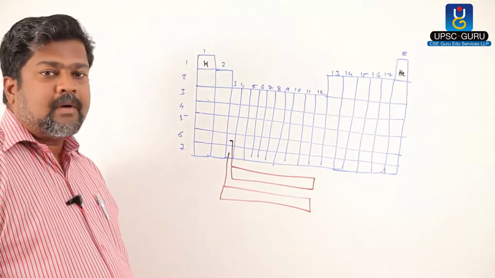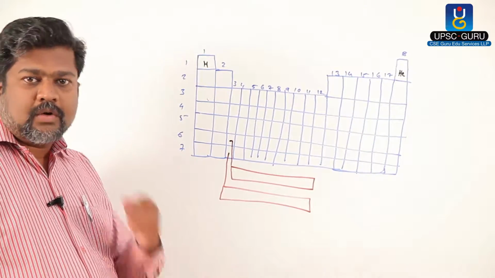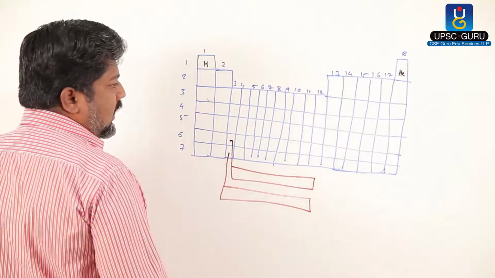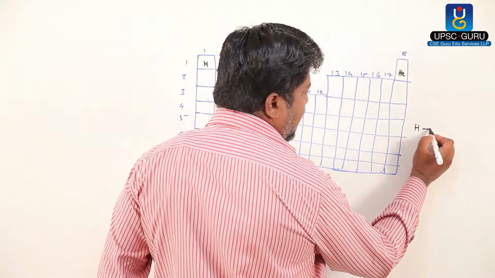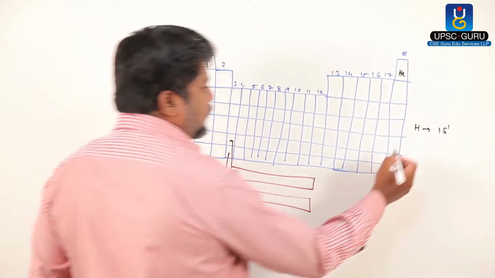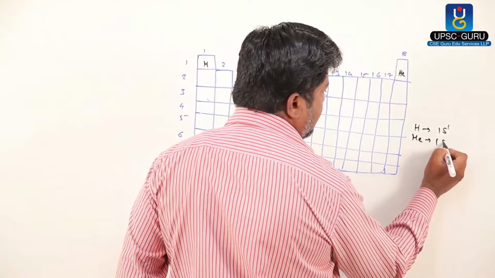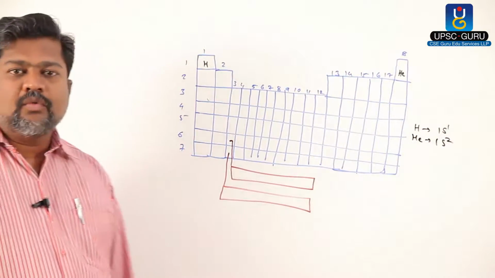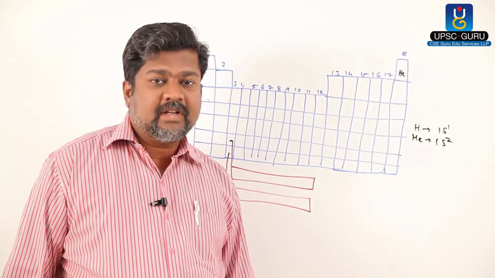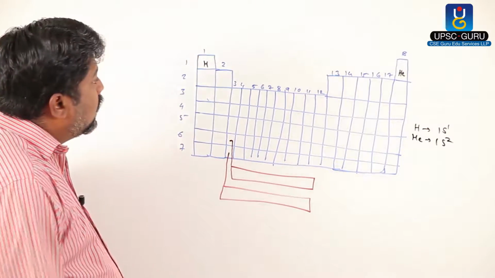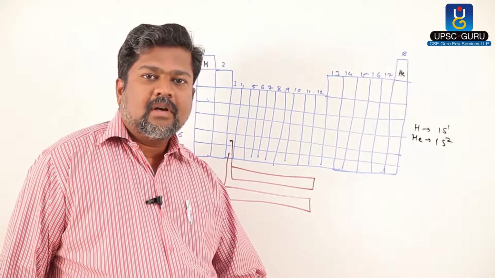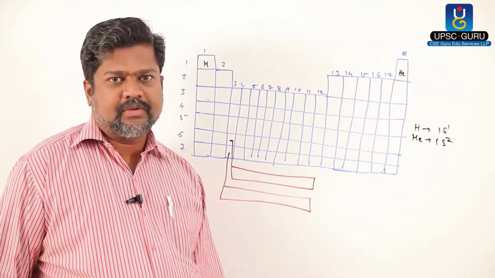Again, check the electronic configuration. In the case of hydrogen, the electronic configuration is 1s1. In the case of helium, the electronic configuration is 1s2. So which shell? He has a 1s2 configuration. So both elements, hydrogen and helium, have the s shell under construction.